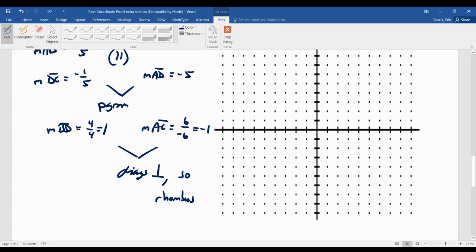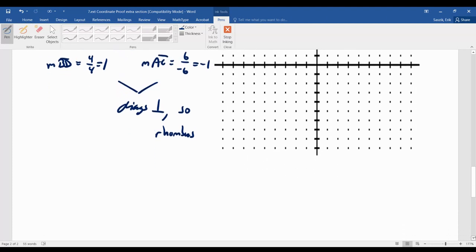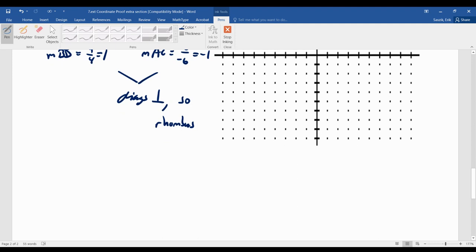If you have a parallelogram with perpendicular diagonals, because remember, in a parallelogram the diagonals bisect each other, and if they're perpendicular, it means they're perpendicular bisectors of each other, which gives you a rhombus. Now, you can't stop there, okay? You have to go further and explore whether or not it's a square.